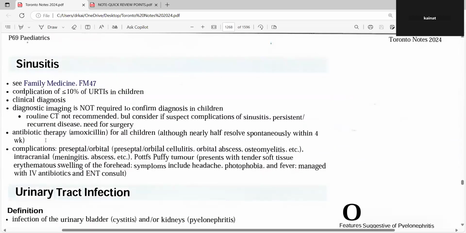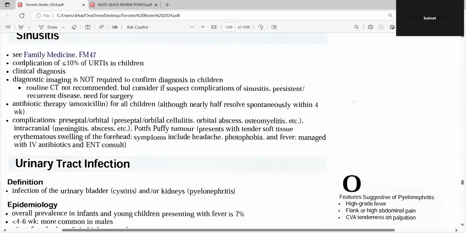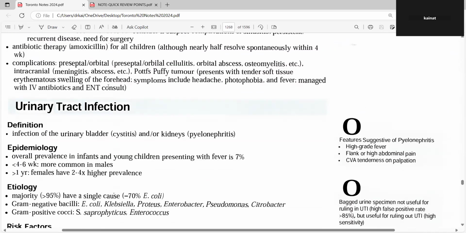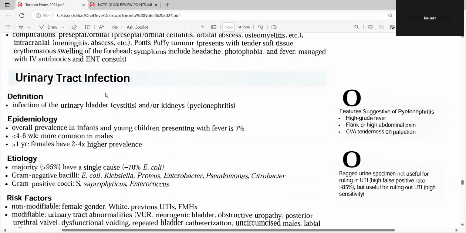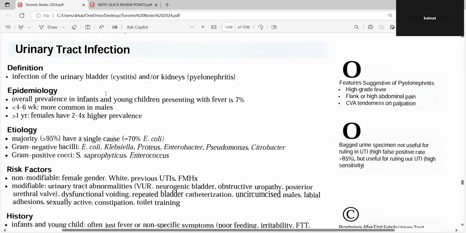Then comes the sinusitis. So it's mainly that diagnostic imaging is not required. So it's upper respiratory tract infection. Then comes the most important topic, urinary tract infection, because with the fever, you always have to keep in your mind that this is basically urinary tract infection. And it's very common in the females.